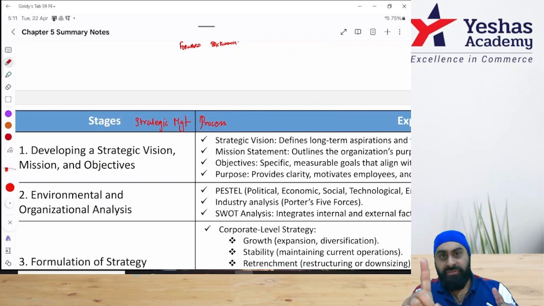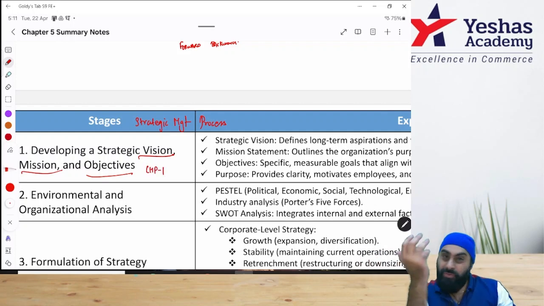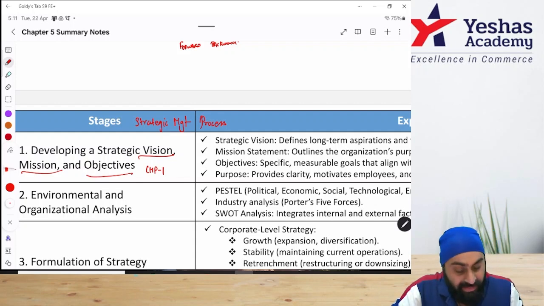We will do vision, mission, values. That is the first step. Vision, mission, and objectives. And also, if you notice, this is chapter number 1. So you don't have to study this chapter separately. Whatever you study in the first chapter, use that information and put it here.